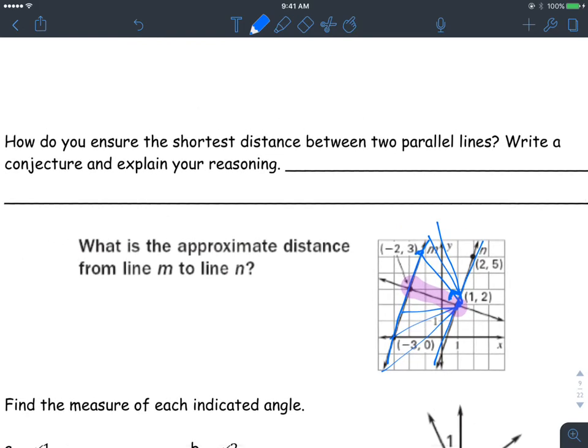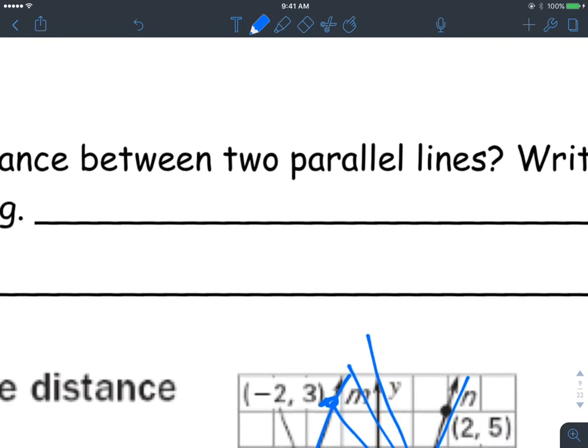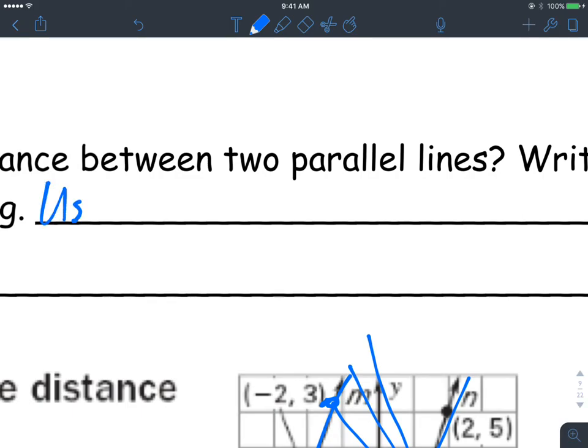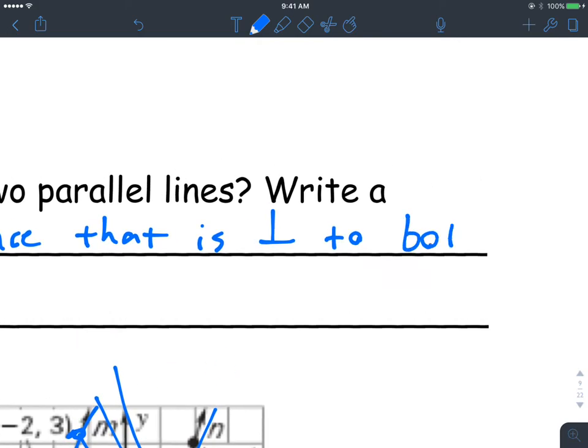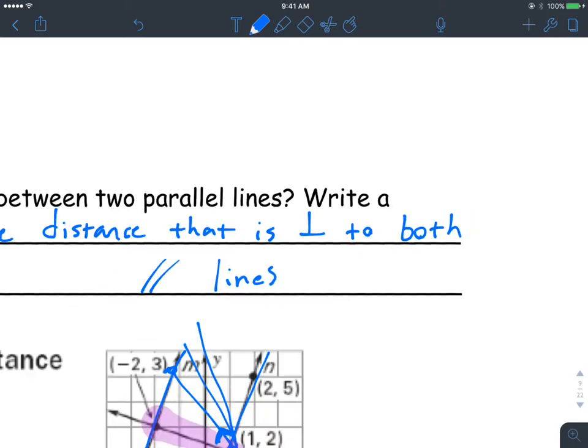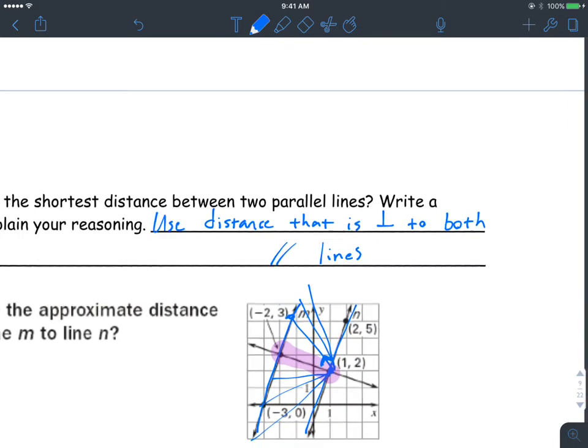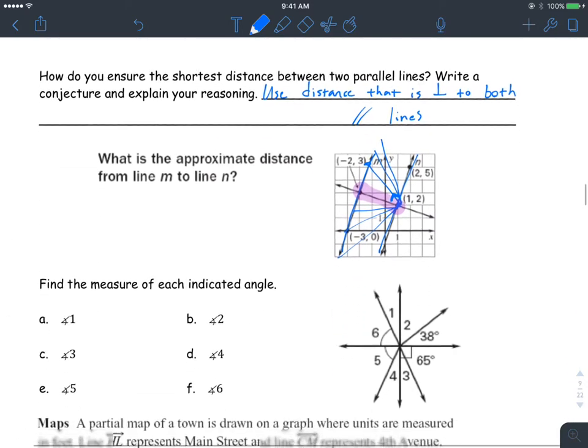So how do you ensure the shortest distance between two parallel lines? You use the distance that is perpendicular to both parallel lines. Use the distance that is perpendicular to both parallel lines.